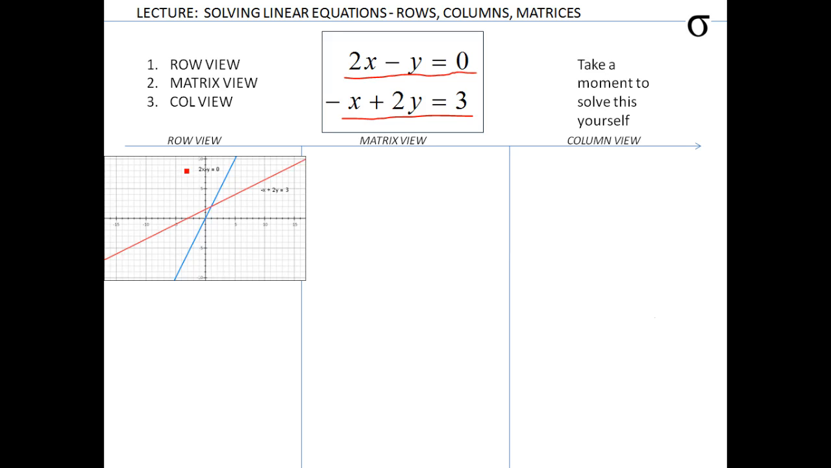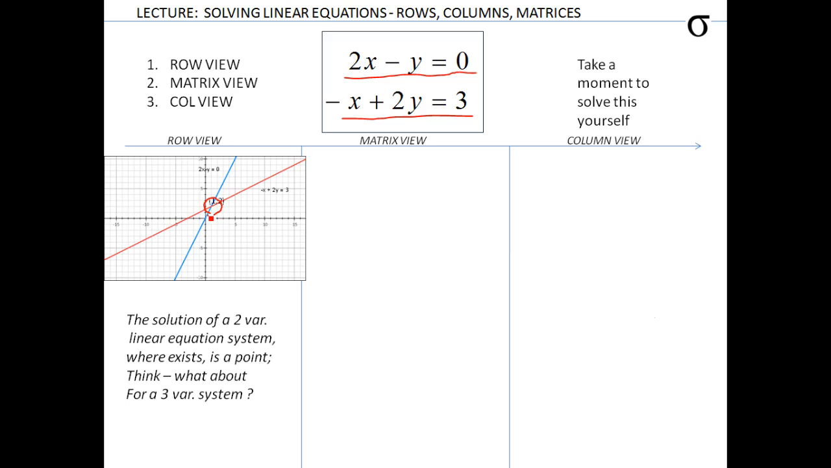Here it is. The yellow line represents 2x minus y equal to 0, and minus x plus 2y equal to 3 represents the red line, the second equation. The point of convergence is here, and this is your solution: 1, 2. So as you would note, when you have a linear equation system with two variables, the solution would be a point.